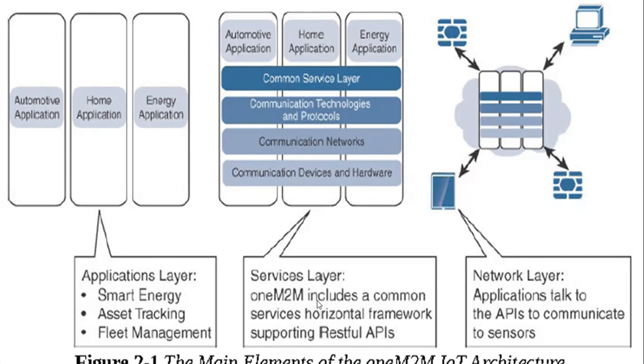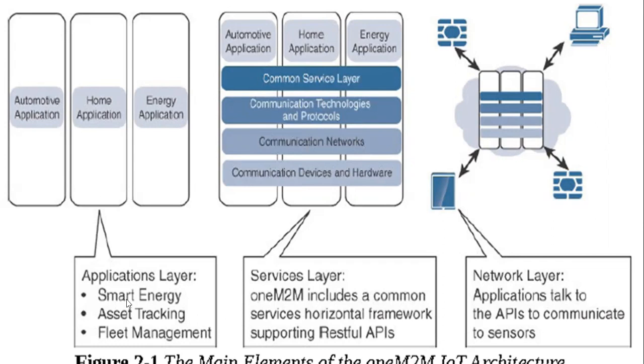In the service layer, oneM2M includes a common service horizontal framework, supporting RESTful APIs. These are the services we are providing. Just observe the common service layers: communication technologies and protocols, then communication networks, then communication devices and hardware, which are essential to generate any particular network. That is the responsibility of the service layer. Here we have protocols, devices, hardware, etc. That will be handled by the service layer.